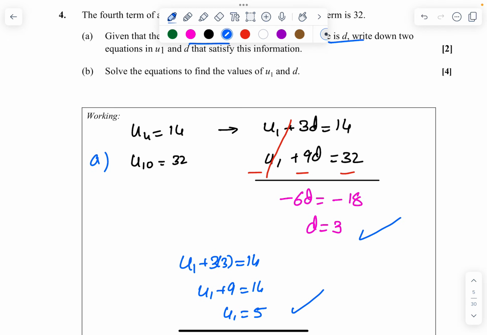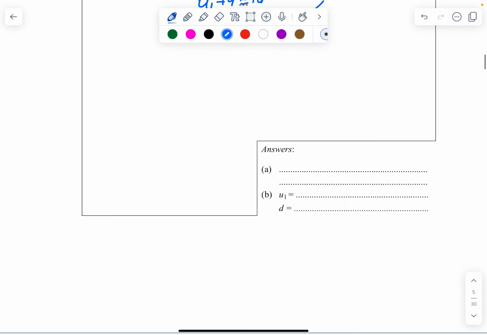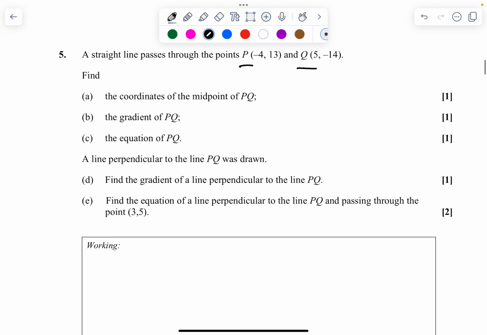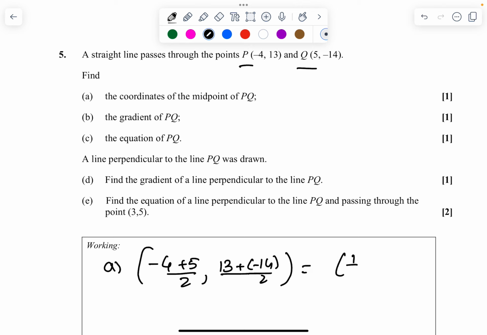Part A was only the equations. Part B was the solution. A straight line passes through points P and Q. Find the coordinates of the midpoint of PQ. So the midpoint of PQ is (x1 plus x2) by 2, (y1 plus y2) by 2. So it's going to be nothing but how much? 1 upon 2 comma negative 1 upon 2.